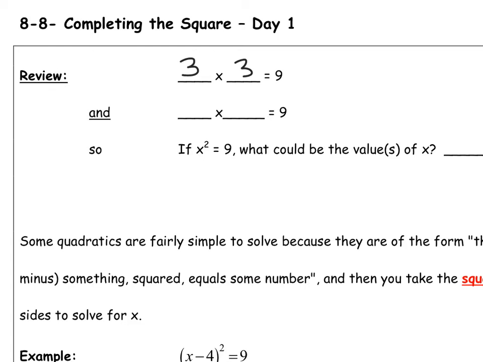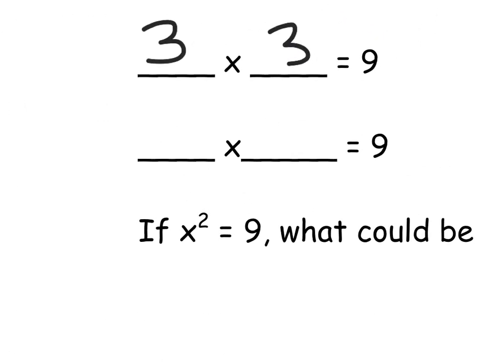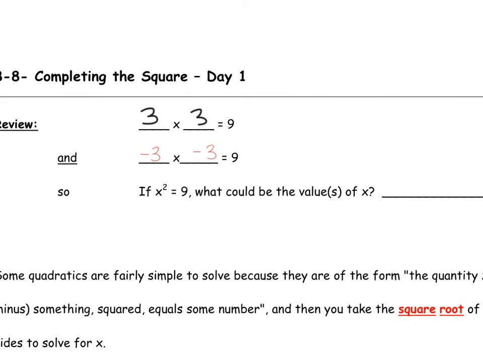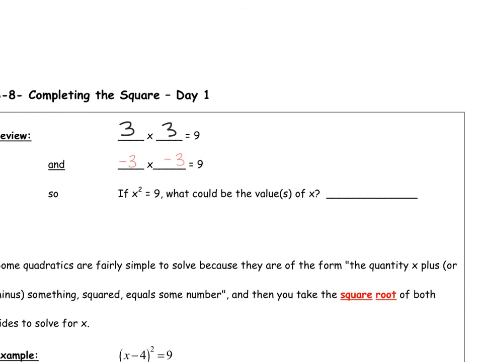Here's the issue. A negative and a negative make a positive. So I can make these 3's negative as well. So negative 3 times negative 3 equals 9 as well. So not only do I have 3 times 3, I also have negative 3 times negative 3. So if I had x squared equals 9, the values of x could be 3 or negative 3. So we're going to write that in.